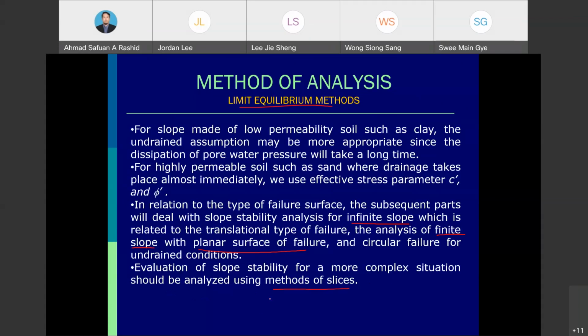This is popular and was introduced by Bishop. We have a lot of methods for the method of slices, but in our case, we use the Bishop and also the Fellenius.